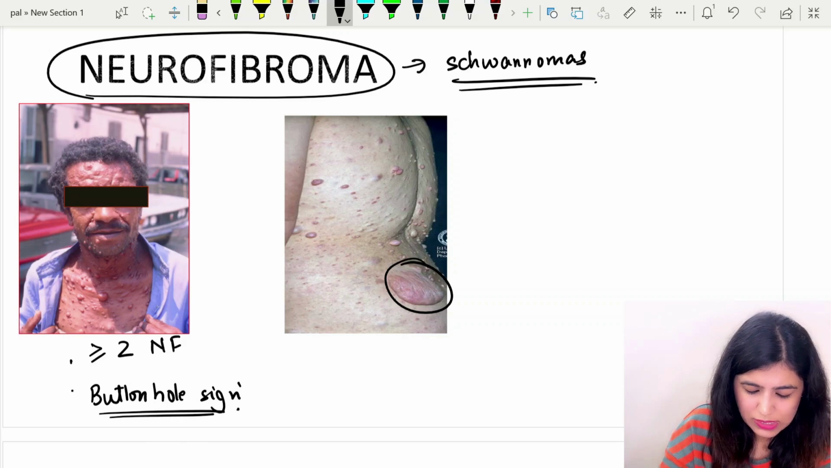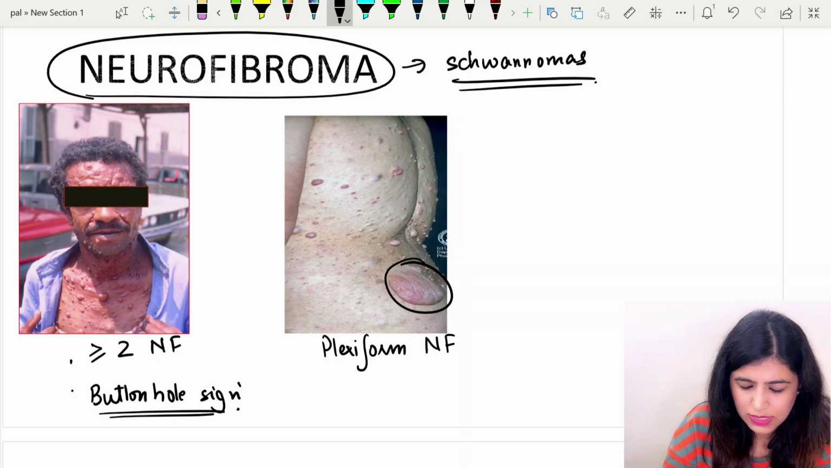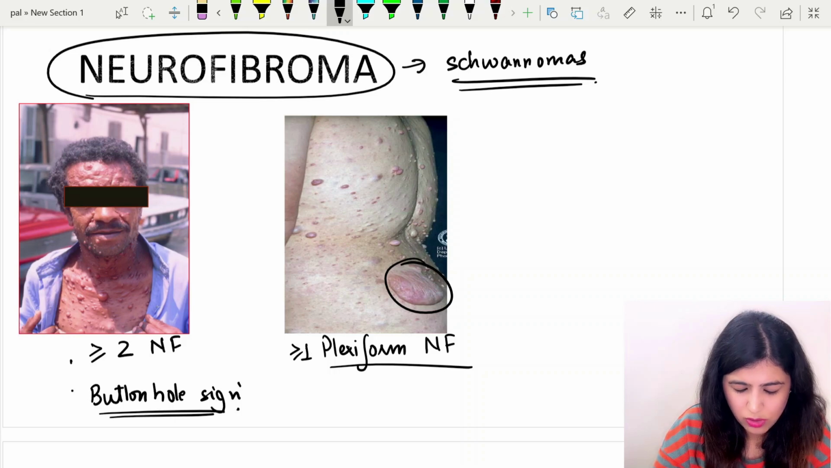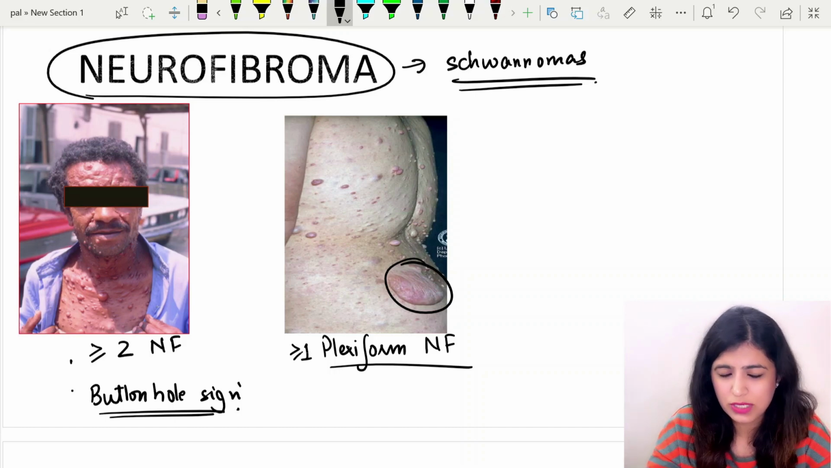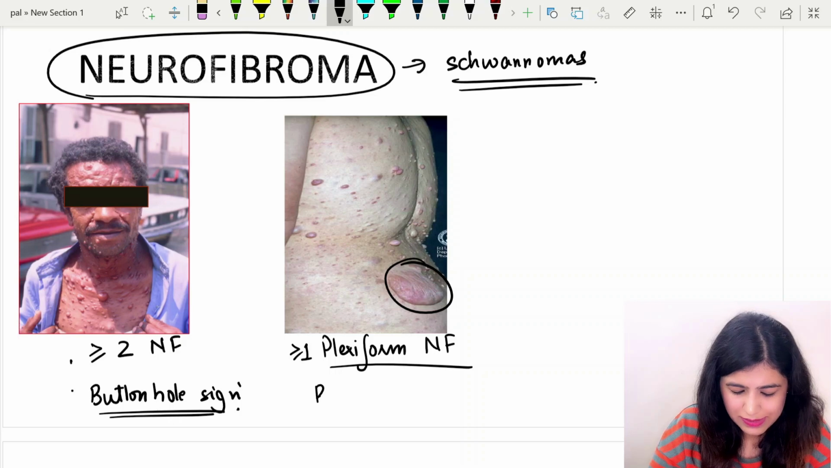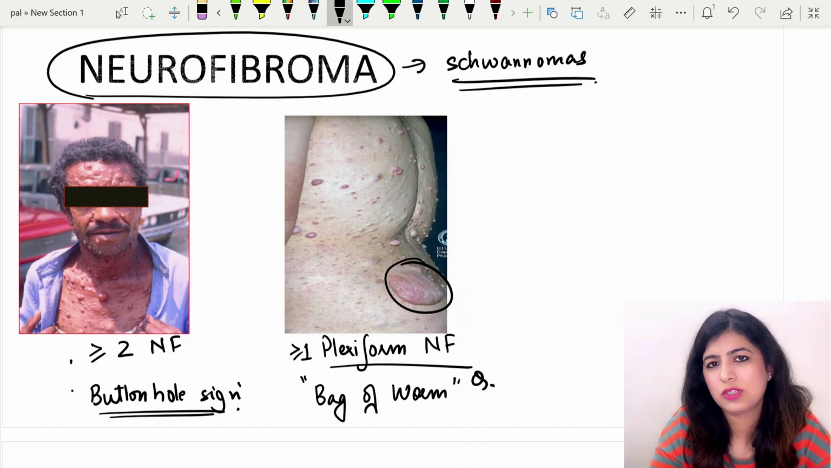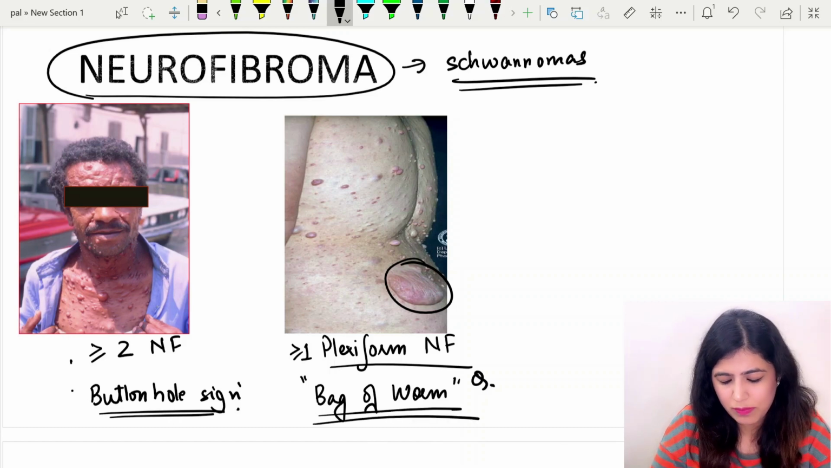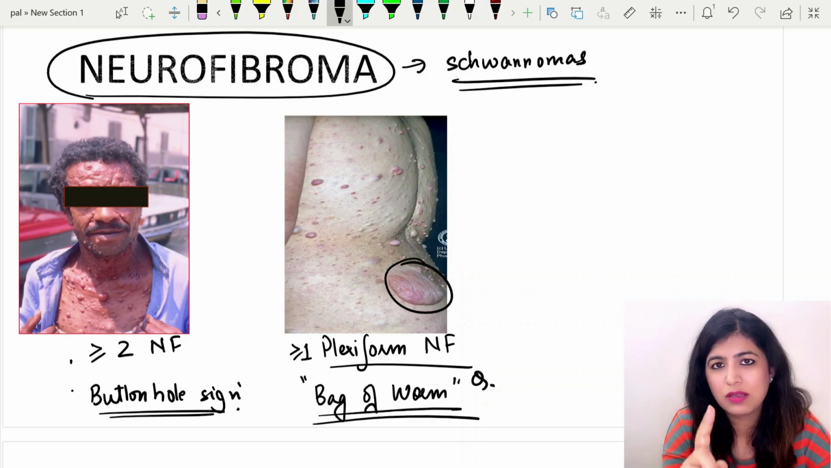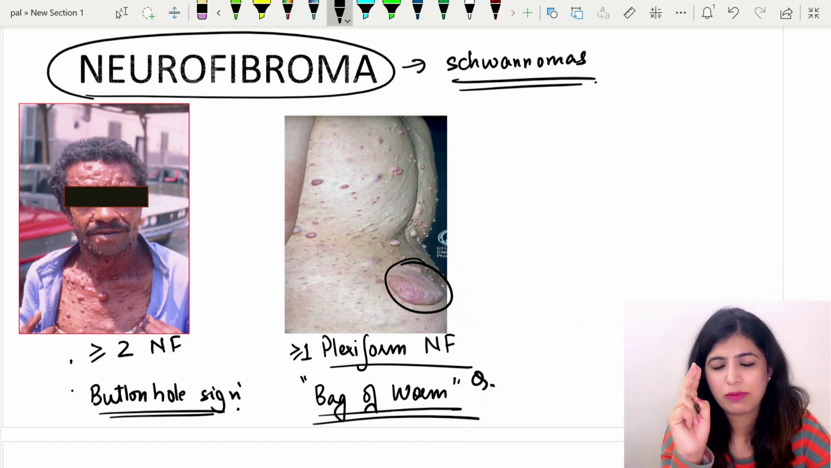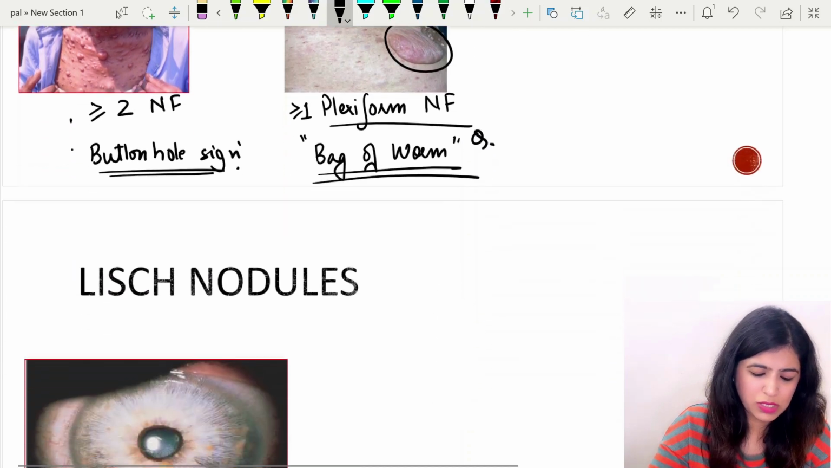Then sometimes you have these bigger neurofibromas which run along the length of a nerve. These are called plexiform neurofibromas. You have to have 1 or more plexiform neurofibroma to fit into the criteria. Then there is a sign on palpation that is called the bag of worms feeling. In fact, this was the question which was asked in NEET 2020 in January. So bag of worms is seen in 2 places. One is the varicocele on the left side due to renal cancers. Two is the plexiform neurofibromas seen in neurofibromatosis.